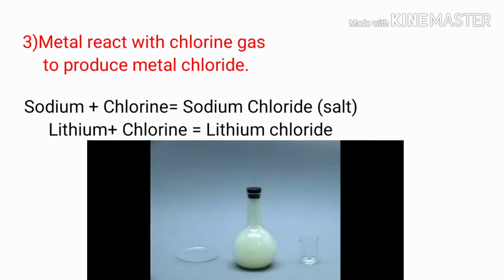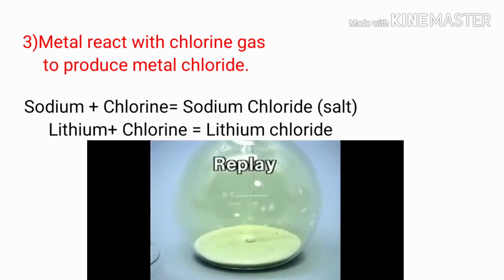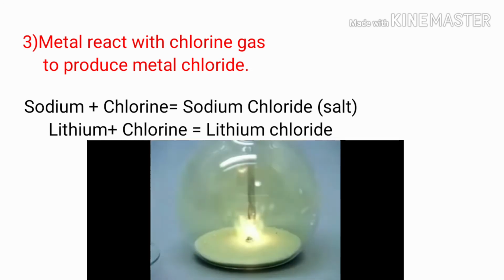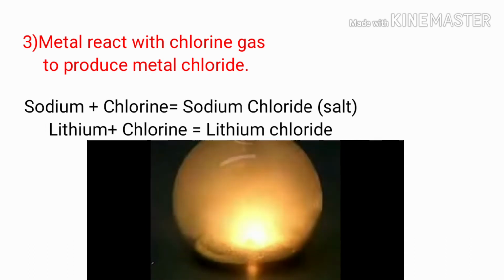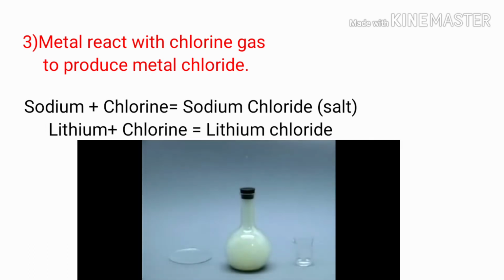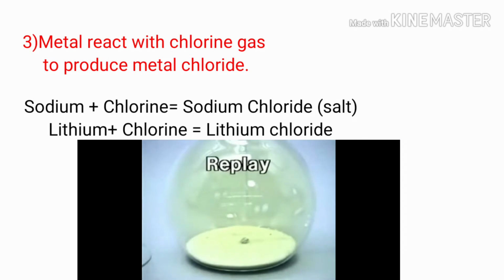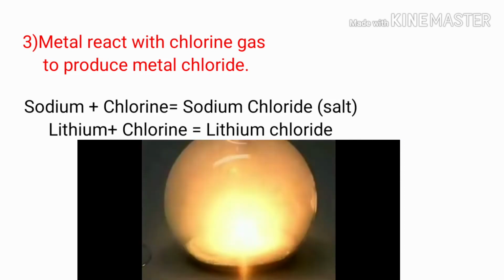第三 metal reacts with chlorine gas to produce metal chloride. For example, sodium reacts with chlorine gas to produce sodium chloride，就是 salt. Lithium reacts with chlorine to produce lithium chloride.